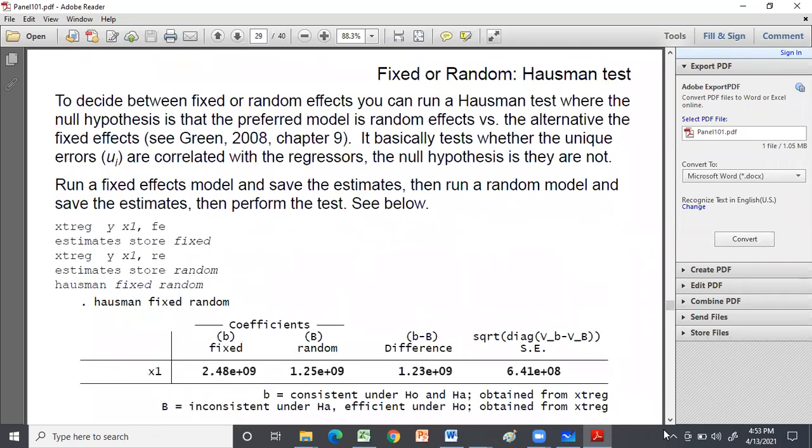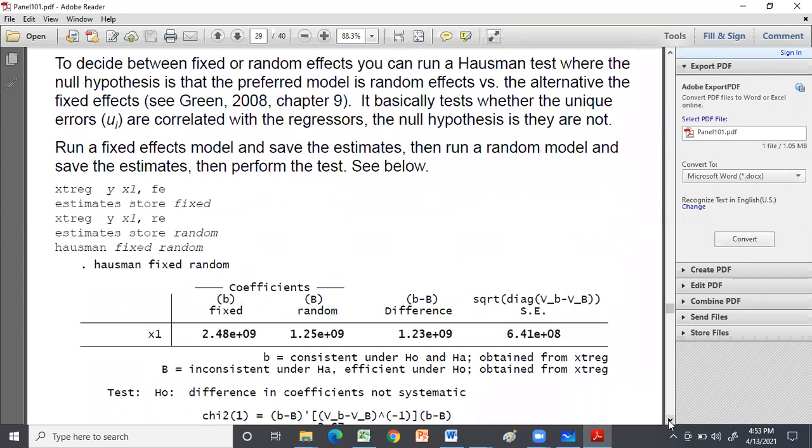Okay, fixed or random, considering the Hausman test. To decide between fixed or random effects, you can run a Hausman test where the null hypothesis is that the preferred model is random. Preferred model is random effect versus the alternative hypothesis that it is fixed effect. That means, more simply, when we are running the Hausman test, the null hypothesis is random effect is better than fixed effect, and the alternative hypothesis is random effect is not better than fixed effect, or more simply we can say fixed effect is better than random effect.